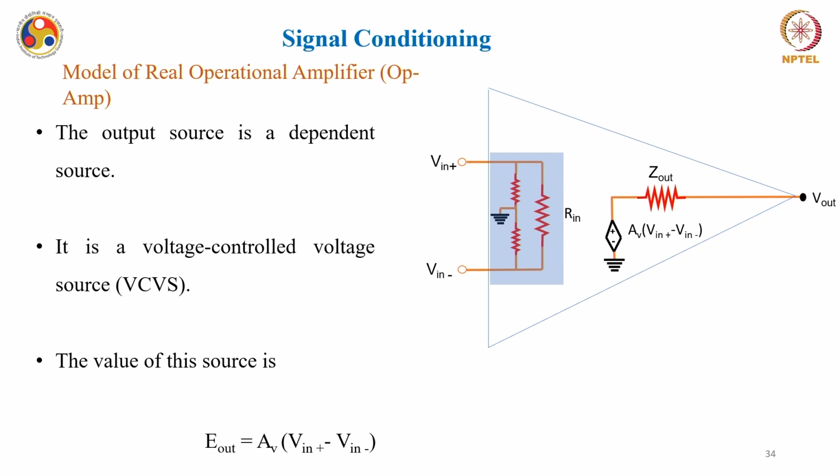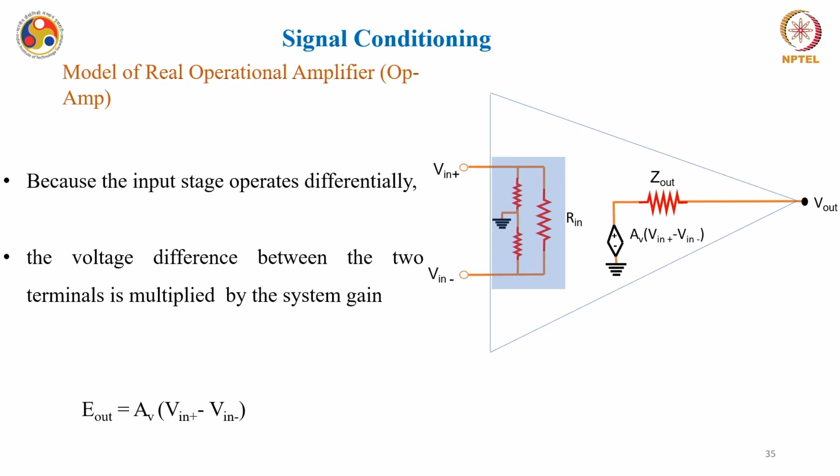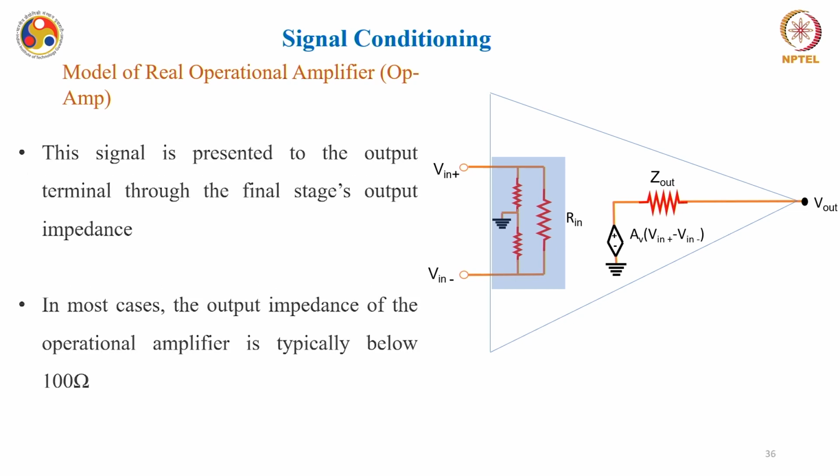The output source is a dependent source. Basically, if you see, the V out is a dependent source. So it is a voltage controlled voltage source, VCVS, and the value of the source is given as E output equals AV, say the open loop gain of this op-amp, times the difference between these two inputs, or V in plus minus V in minus. Because the input stage operates differentially, the voltage difference between the two terminals is multiplied by the system gain, which is AV.